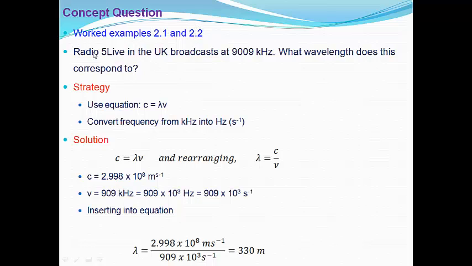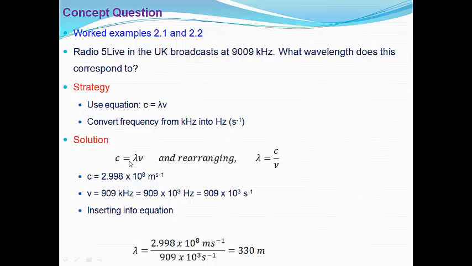The question is: Radio 5 Live in the UK broadcasts at 909 kilohertz. What wavelength does this correspond to? What is the strategy? We need to use the equation c equals lambda times frequency, convert the frequency from kilohertz to hertz, and then plug those values into our equation to find the wavelength.